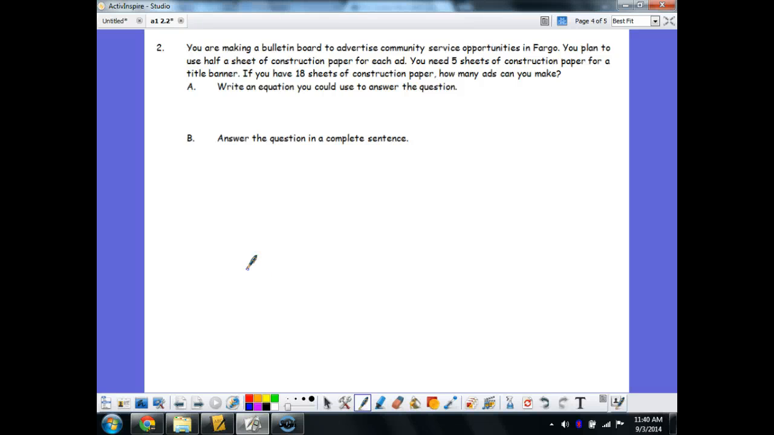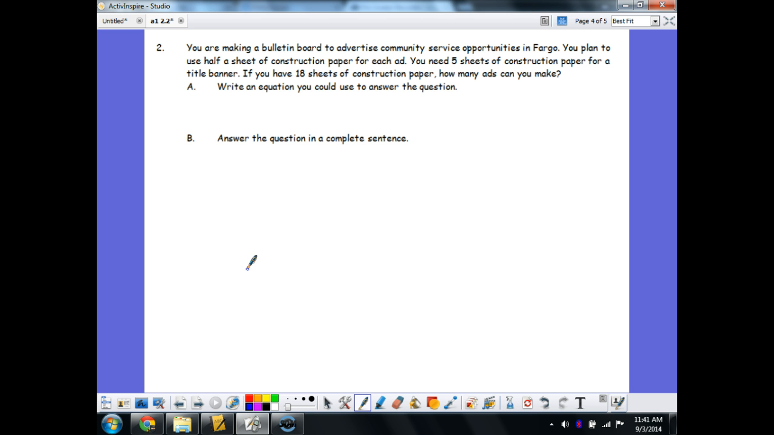As promised, here is a word problem, and since it is in this section, of course, this will involve solving a two-step equation. The word problem: you are making a bulletin board to advertise community service opportunities in Fargo. You plan to use half a sheet of construction paper for each ad. You need 5 sheets of construction paper for the title banner, and you have 18 total sheets of construction paper. How many ads can you make with those 18 sheets?